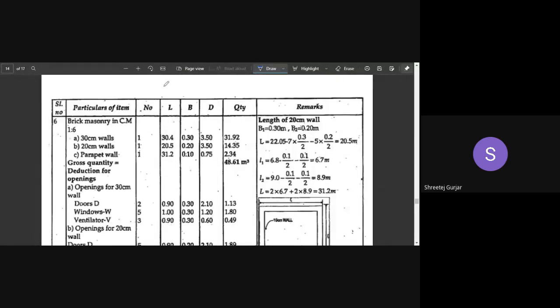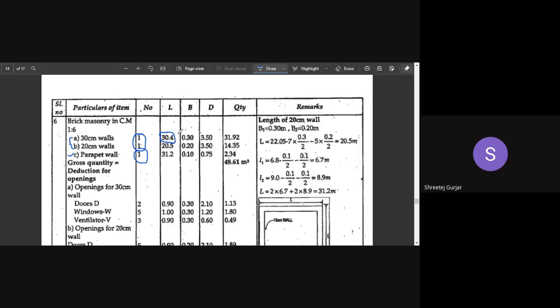Then after that we will move on to brick masonry and cement mortar. So once we are done with earthwork in filling and your foundation, next we have to calculate the brickwork in mortar. Brick masonry in cement mortar 1:6. So for 30 centimeter wall and 20 centimeter wall, we have to calculate them separately. For 30 centimeter wall, number will always be 1 for both of them, right? And we have one more wall, that is parapet wall. We will see how we calculate the length, breadth and depth for parapet wall also. So for 30 centimeter wall, I've told you that no deductions are required.